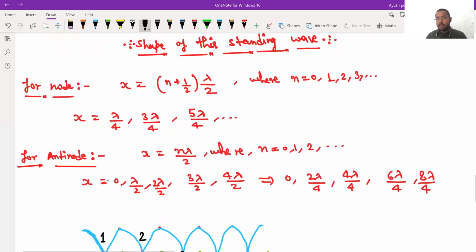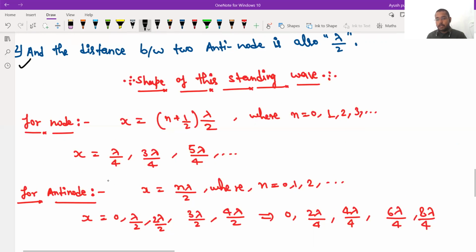Now I am saying that I can also write this as 0, and I can write lambda by 2 as 2 lambda by 2, which means I have multiplied 2 in the numerator and denominator in all of the terms. So these terms can be written as 2 lambda by 4, 4 lambda by 4, 6 lambda by 4, and so on. I have just multiplied by 2 in each term. I will tell you why I am doing this.